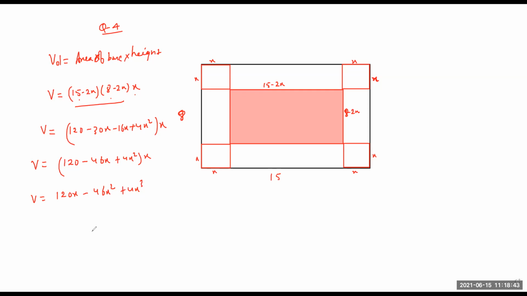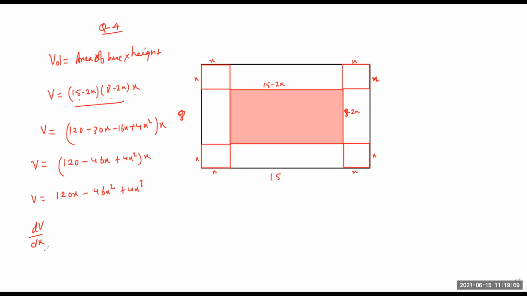Now what is the question? You want to maximize the volume? Sir, we have to first differentiate, then equate the derivative to 0. Yes, correct. To maximize the volume, because volume is a function of x and you want to maximize it, you will differentiate with respect to x, right?